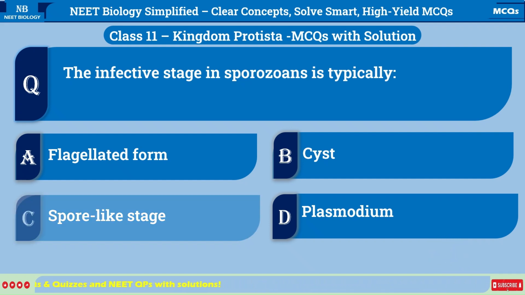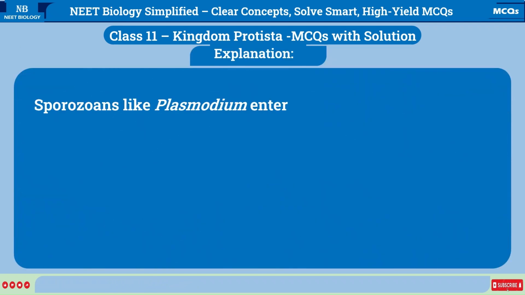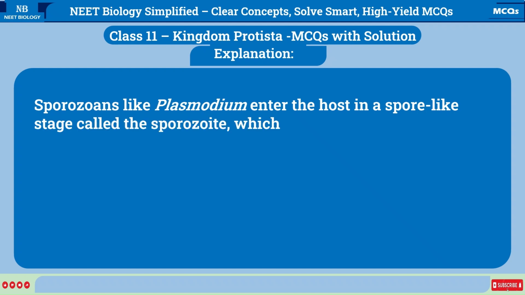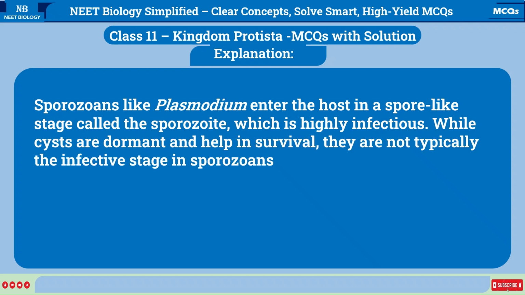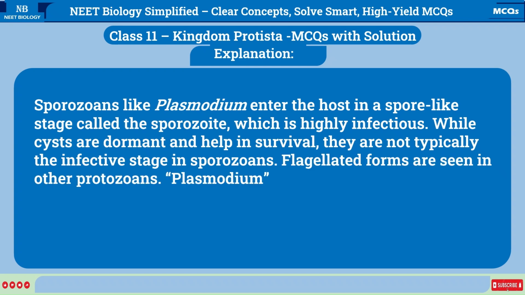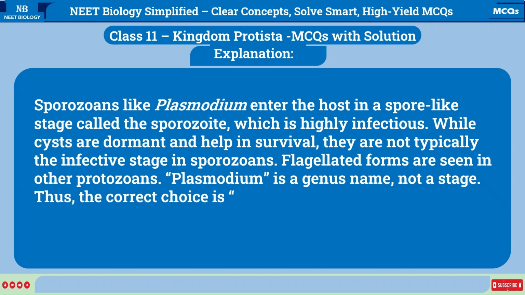Correct answer is C. Spore-like stage. Explanation: Sporozoans like Plasmodium enter the host in a spore-like stage called the sporozoite, which is highly infectious. While cysts are dormant and help in survival, they are not typically the infective stage in sporozoans. Flagellated forms are seen in other protozoans. Plasmodium is a genus name, not a stage. Thus, the correct choice is spore-like stage.